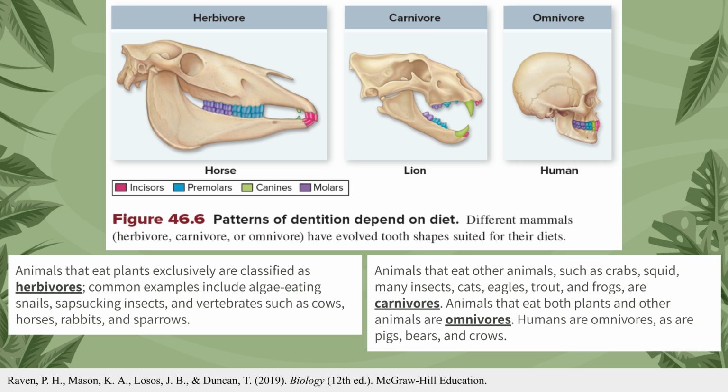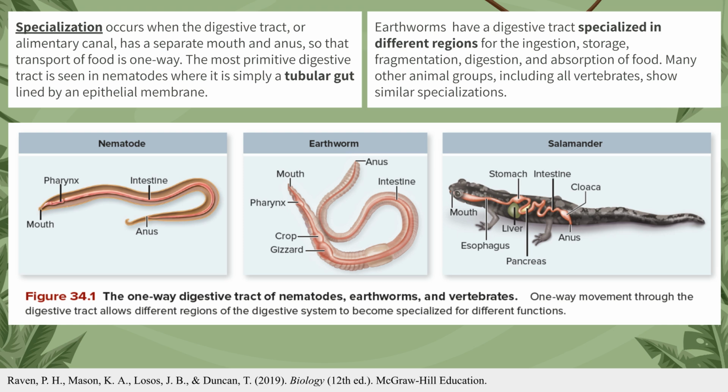Mammal teeth reflect diet. Herbivores have broad molars for grinding plants. Carnivores have sharp canines and cutting teeth for meat. Omnivores, such as humans, have a combination of tooth types. These differences match the mechanical demands of each diet. Many animals have a one-way digestive tract with a separate mouth and anus. This allows food to move in a single direction, so different regions of the digestive system can specialize in specific functions, such as ingestion, storage, digestion, and absorption.